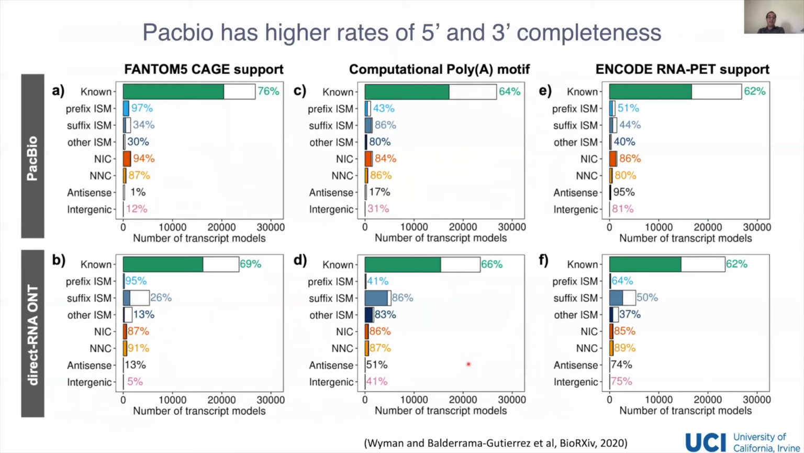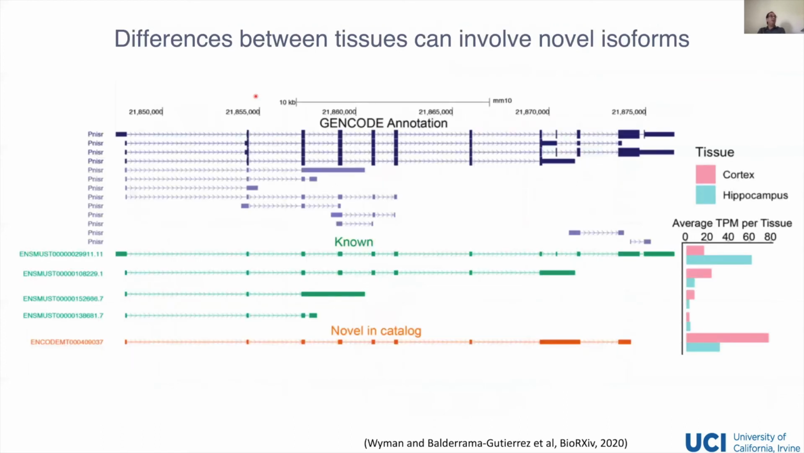Furthermore, we can score our models using external data sets such as Phantom or, for example, computational poly-A or the ENCODE RNA PET data from ENCODE 2. And you can see that our NICs and NNCs score very well using all of these criteria. In fact, better than the known models, which I find remarkable. Now, why does this matter?